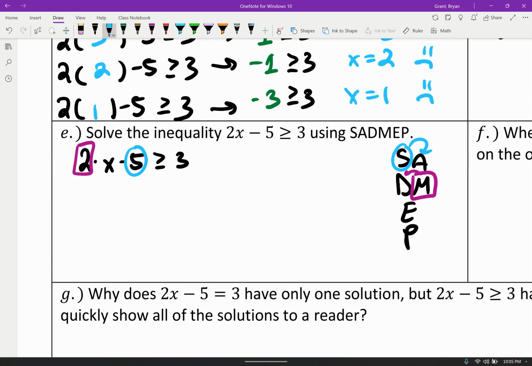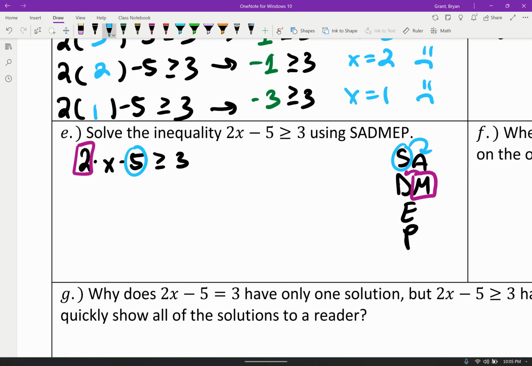Negative 5 plus 5 cancels. 2 times x is greater than or equal to 3 plus 5 is 8. Last but not least, we undo the multiplying by 2 by dividing. And I ran out of room, so I'll just move to the right. Keep the inequality sign. 8 divided by 2 is 4. Now, it shouldn't surprise you too much that we got 4, because we got 4 up above, and it's pretty much the same equation.